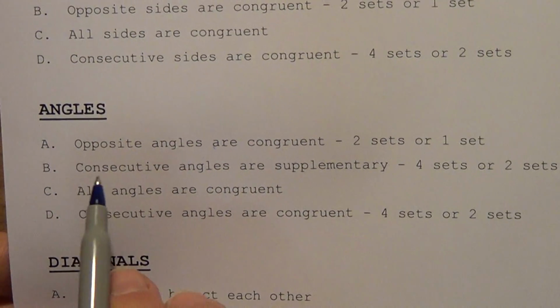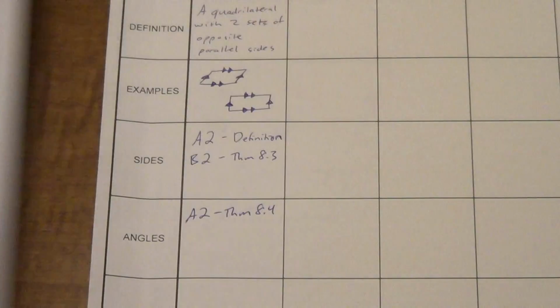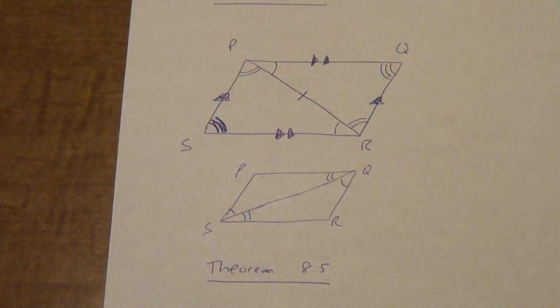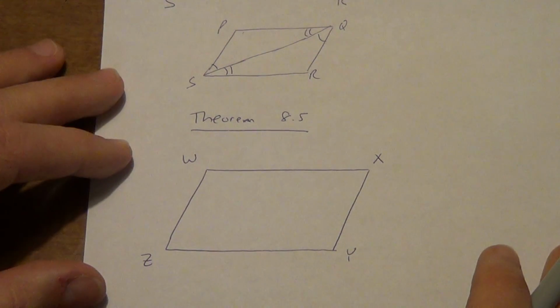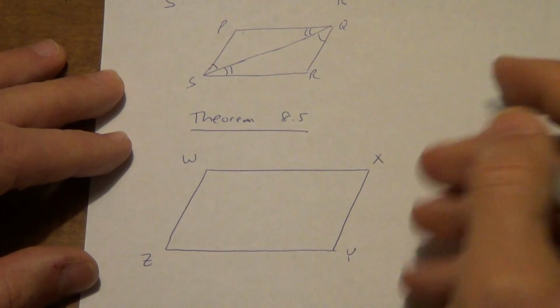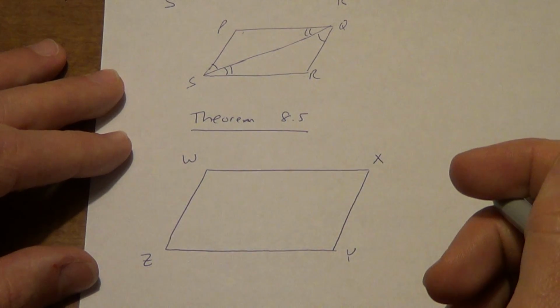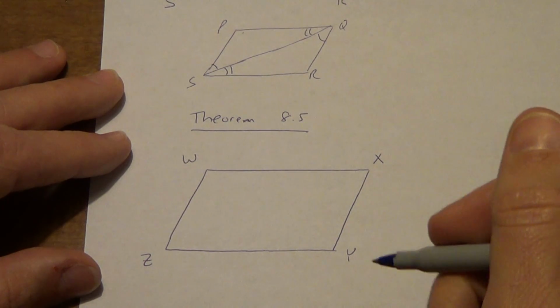Okay, let's look at what the next thing says. Consecutive angles are supplementary. Do we have 4 sets or 2 sets? All right, let's take a look at a picture. So Theorem 8.5, got that one down here at the bottom. Consecutive angles are supplementary. There are actually 2 different ways to do this. I'm going to do a proof that's more algebraic, and then I'll also do a more geometric proof.